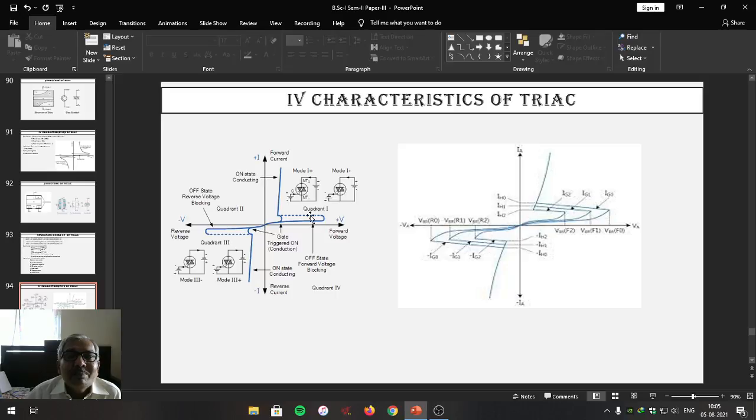Friends, by using suitable characteristics drawing circuitry, by changing the voltage applied to the triac, we note down the currents in both the directions and we plot the graph of current versus voltage.